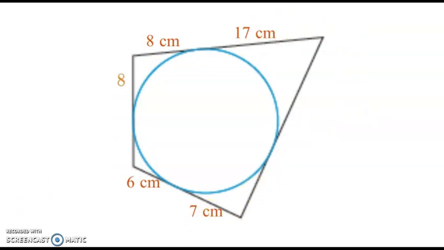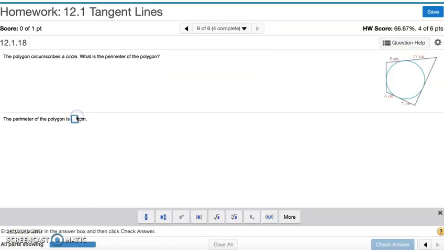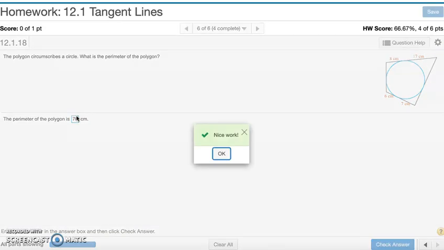So let's fill those in. Now the perimeter, you add them all up, and you get 76. So let's type it in. So the perimeter of the polygon is 76. And that's number 6.